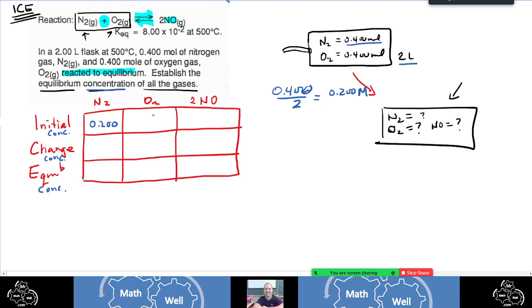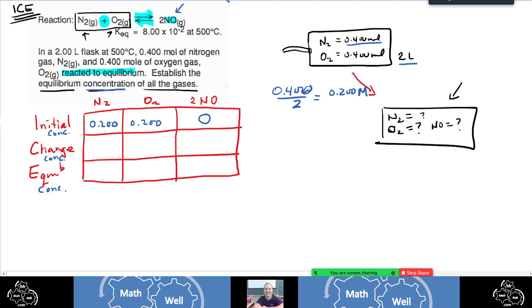Very important. Okay. So we've got 0.200 for each of these first two. And then what do we have? 0 for the last one. What do we have initially? Yeah, we have 0 for this last one, correct. Because this is at the point before anything has happened, really, just before anything has happened.